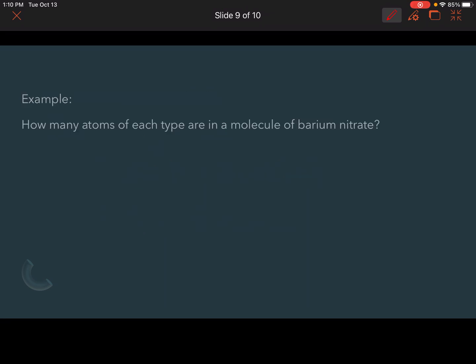Okay, so example, here's a little question for you. How many atoms of each type are in a molecule of barium nitrate? Now, to do this question, you need to know how to name, right? If you don't know how to write the formula for barium nitrate, you're not going to be able to do this problem, right? So right away, barium, I know, has an ionic charge of 2 positive. The nitrate ion is 1 minus. So when these two things bond, I'm going to need 2 nitrate ions, polyatomic ions, to balance off that 2 positive for the barium. So how this is written, use the brackets, and then we have a 2 on the outside.